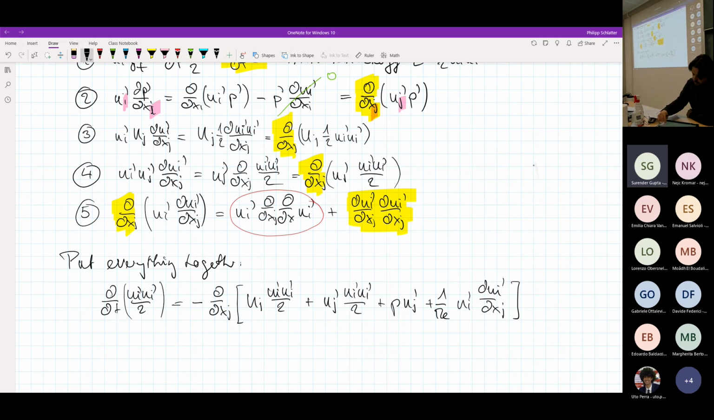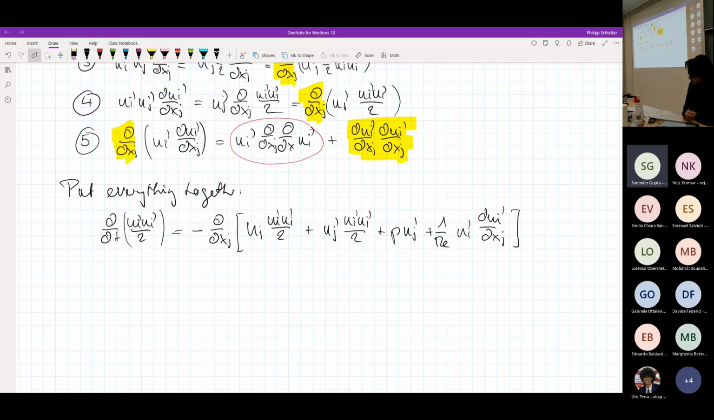And then I have only two terms where I did not manage to do that. First one is this ui uj prime prime of dui dxj. That's the first term. And the second one was the other half of the viscous term, I guess the one that was this square that I mentioned before. So dui prime dxj dui prime dxj.